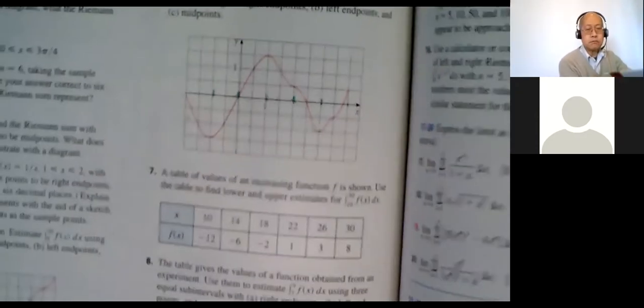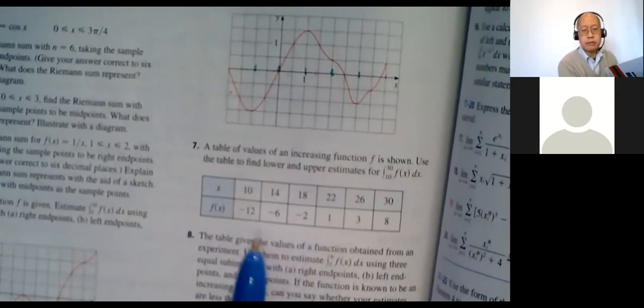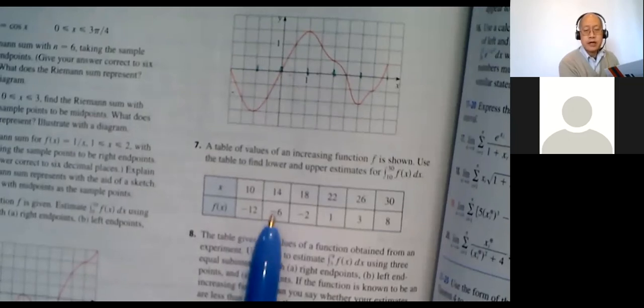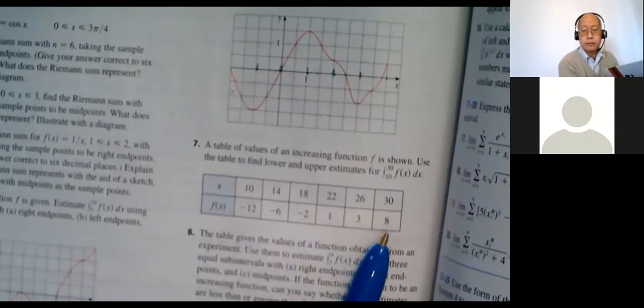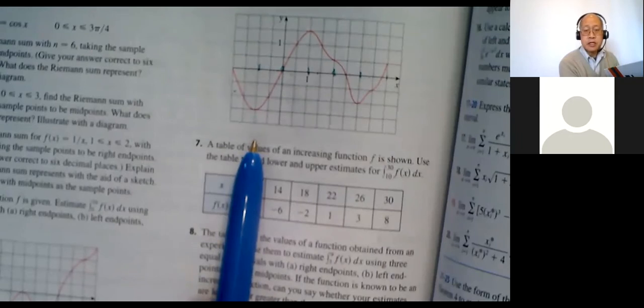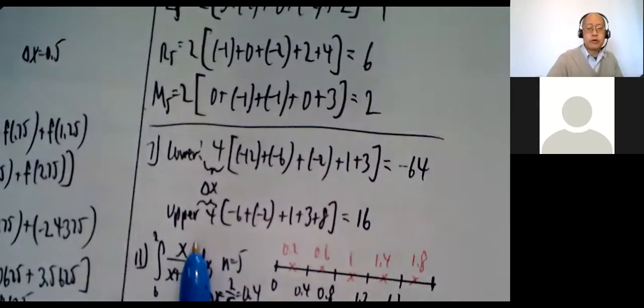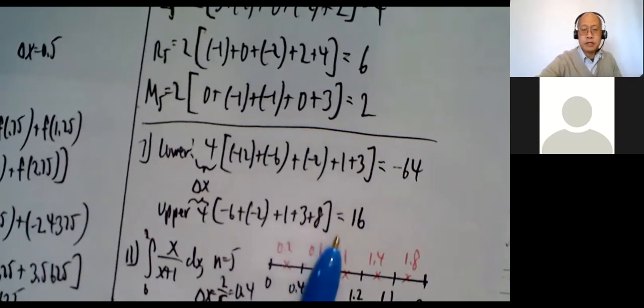Okay. Upper estimate. Now, for each pair, I take the larger number. So -12 and -6, -6 is larger. -6 and -2, -2 is larger. So this time I take the right endpoint, which means add up -6, -2, 1, 3, and 8, and multiply that by 4. The 4 is delta x. So the upper sum, 4 times -6, -2, 1, 3, and 8. And it comes out to be about 16.